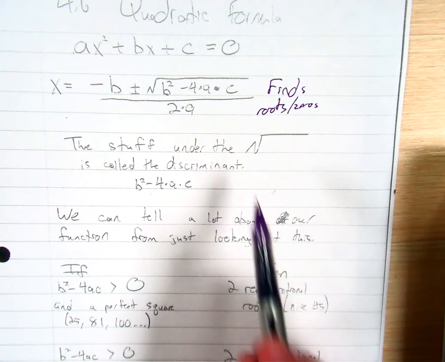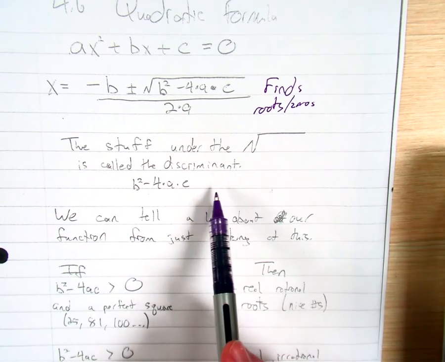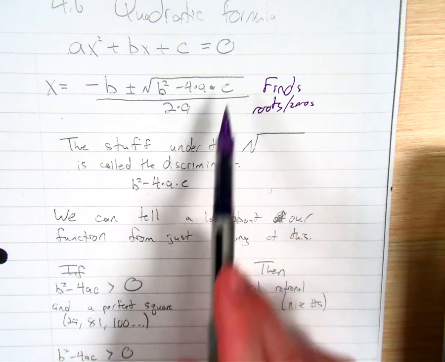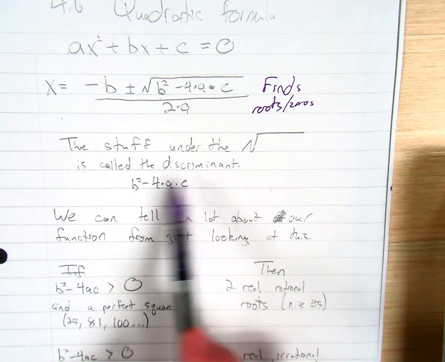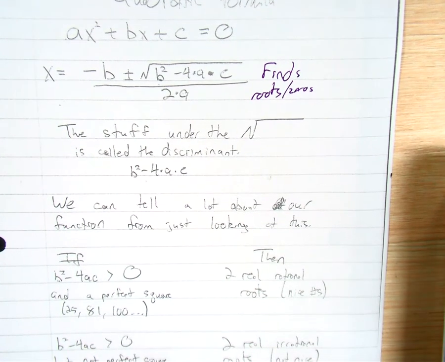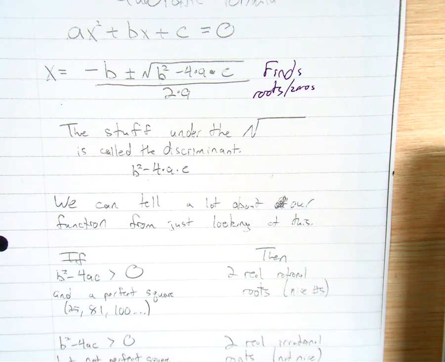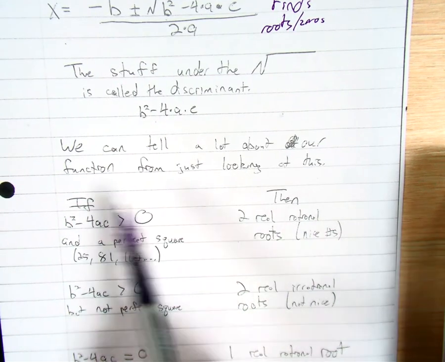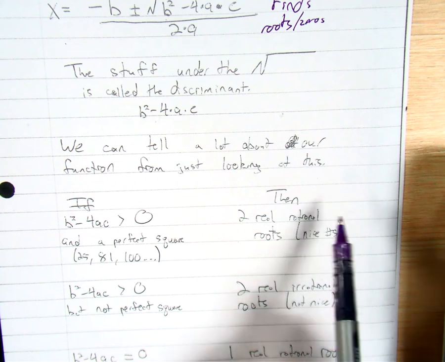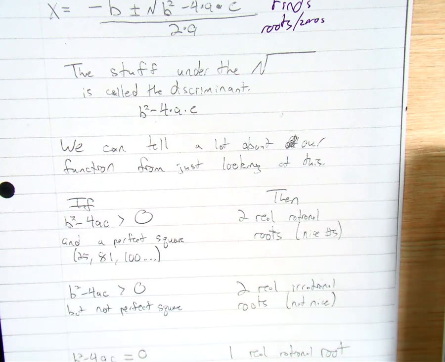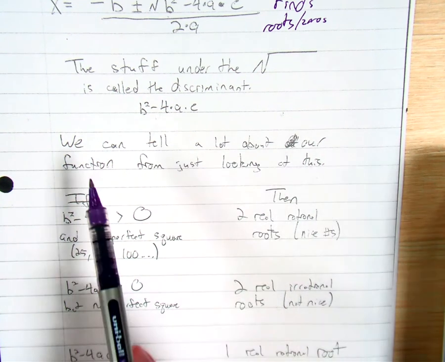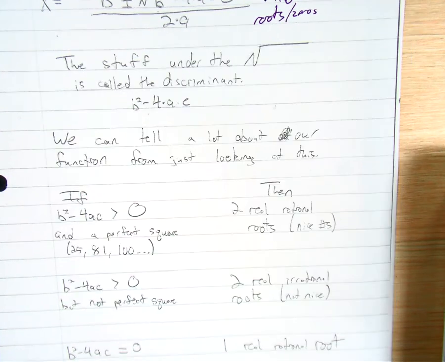All the stuff under the square root is called the discriminant. That b squared minus 4 times a times c is called the discriminant. You can tell a lot about your function from just looking at that discriminant. This part of the notes is also a chart in the book, which probably has a lot nicer handwriting than this, and it has some pictures to go with it. But we'll discuss it here anyways.